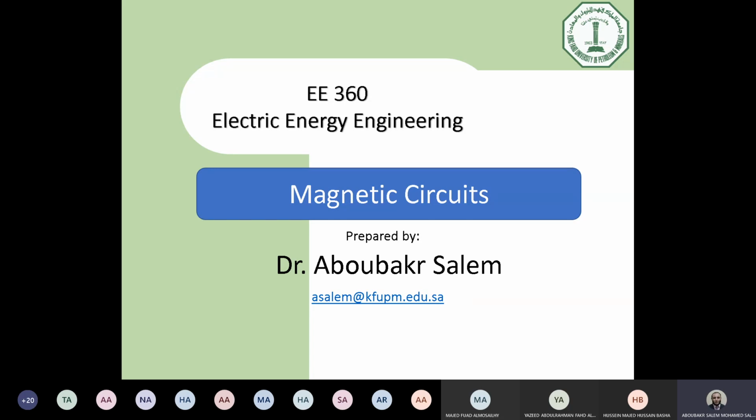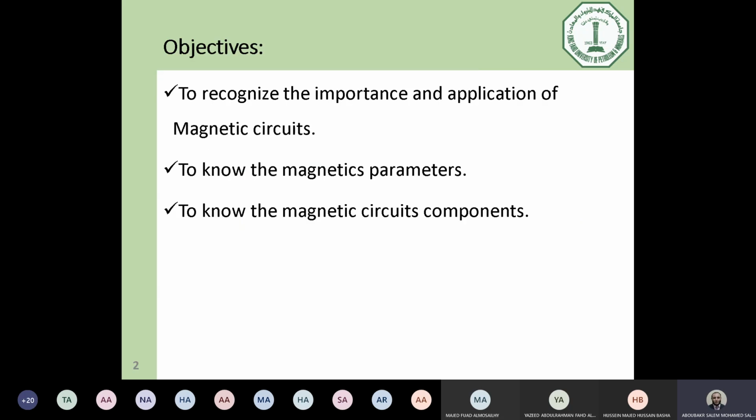In solenoids, you have magnetic circuits. In relays, you have magnetic circuits. So we need to understand the components of magnetic circuits, what the parameters of the magnetic circuit are, and the applications as we discussed. So these are the objectives of the topic of magnetic circuits.